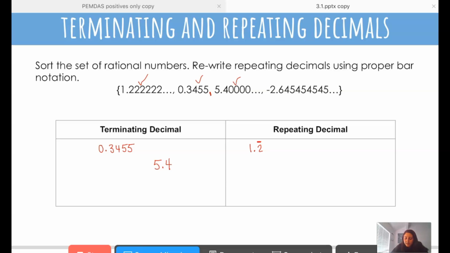And our last one is negative 2.6454545 and so on. So that is a repeating decimal. So I'm going to put negative 2, and then my 0.6, and then the 4.5 is the part that's repeating. So I'm going to put my bar over the 4.5 only, not the 6.